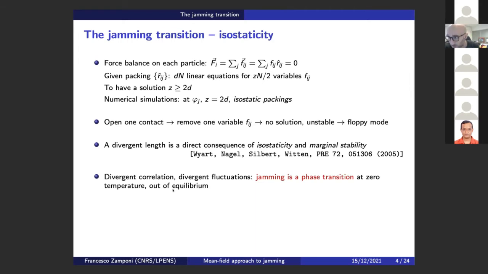It's out of equilibrium because the system is an athermal system that is being prepared in a random state, and then you minimize the energy, but you're not equilibrating in this process. I will come back on that. We are at 0 temperature. And still we have a divergent correlation length, and we have divergent fluctuations, for example, of this force field.